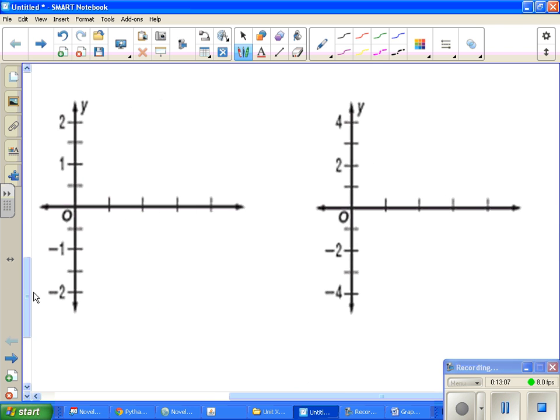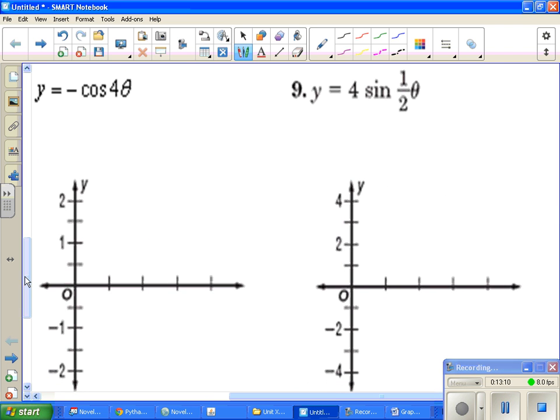Last two, and then the back I think is actually really easy. Negative cosine. All right. Amplitude is still 1. The period would normally be 2 pi, but this time we're dividing it by 4 since that's what's in there. Simplify that, and that goes down to pi over 2. So that means the normal cosine graph would start up here at the top, but since we have a negative in front, it's going to start down here at the bottom.